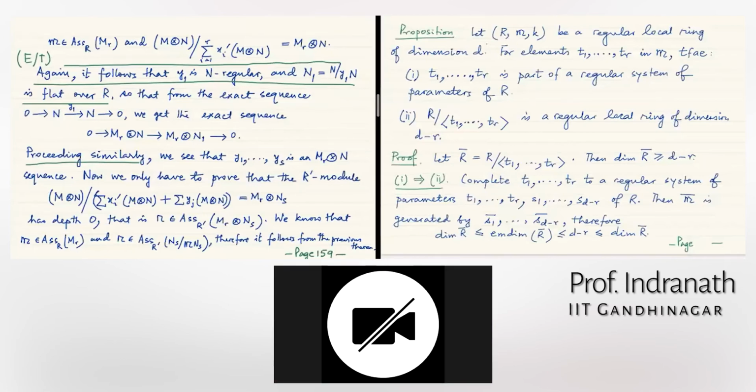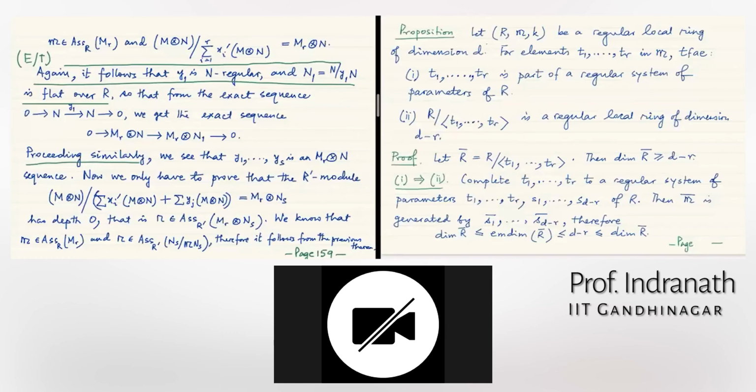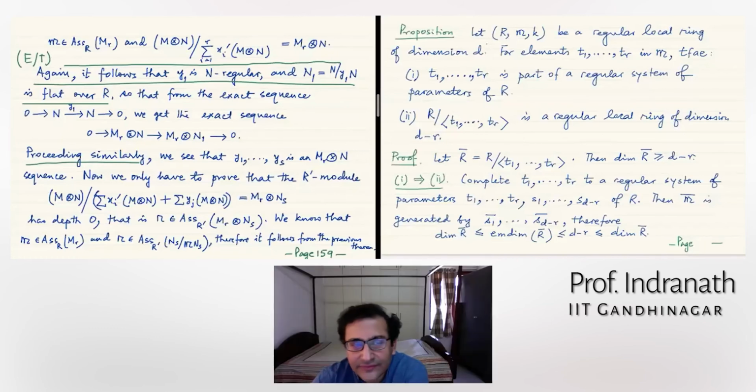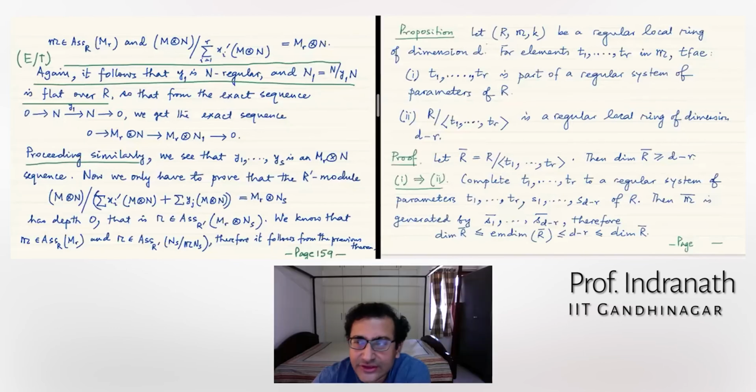Define a map from M cross N to M tensor N. Absolutely. That is the first step. Next, we will get a map from M tensor N to M tensor N. And then we try to show that this is in the kernel. The quotient is in the... Will you show that it is actually equal to the kernel?